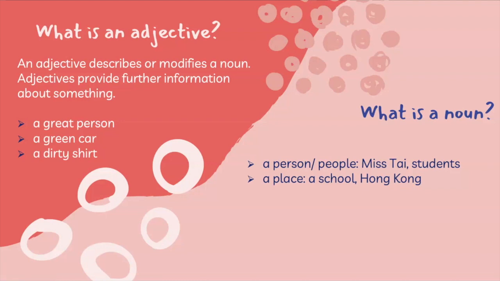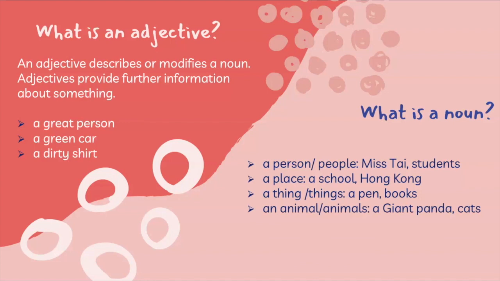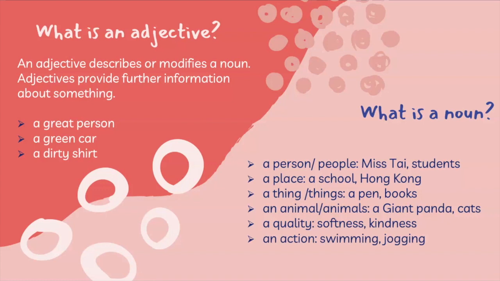It can be a place like a school and Hong Kong. It can be a thing or things like a pen and books. It also can be an animal or animals like a giant panda or cats. It can also be a quality of something or of a person like softness and kindness. It can be an action like swimming and jogging. It also can be a concept or an idea like justice.